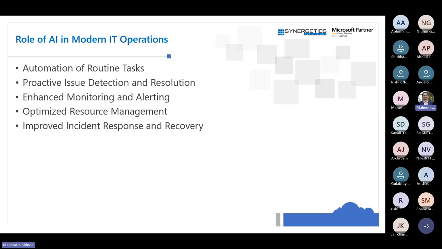Enhanced monitoring and alerting. What is monitoring? All applications and servers require monitoring. An AI system can monitor your resources and send an alert to your administrators, something like: the system is going to crash now because some kind of error has been detected. It will do a preventive analysis. It will identify the common patterns, and it will notify you that if you don't take action now, it's going to crash.